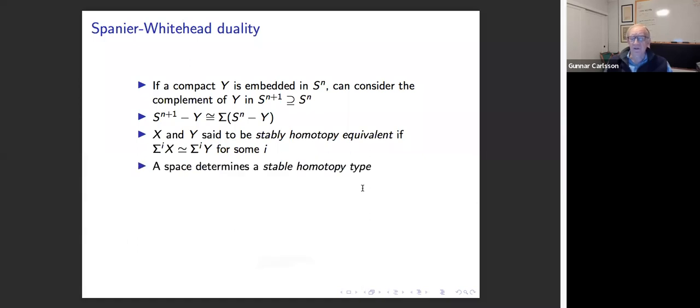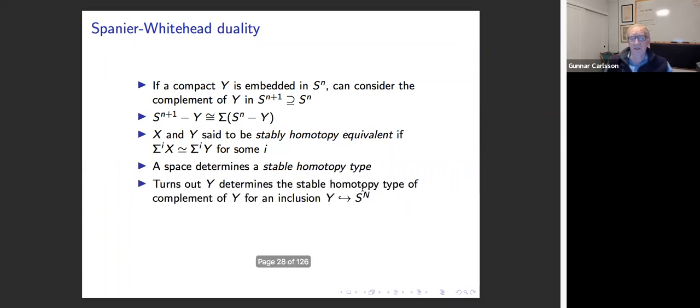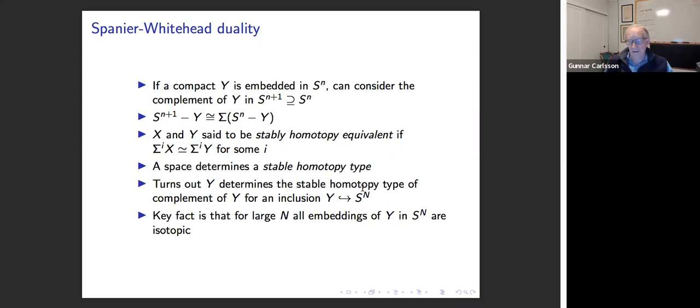And so the space therefore determines a stable homotopy type. In this case, what we're saying is that Y determines not only the homology of the complement of Y for an inclusion, but in fact, it determines the stable homotopy type of that complement because of this statement about the suspensions up above. And the key fact, the reason this turns out to be true, is that for large n, all embeddings of Y in S^n are isotopic.